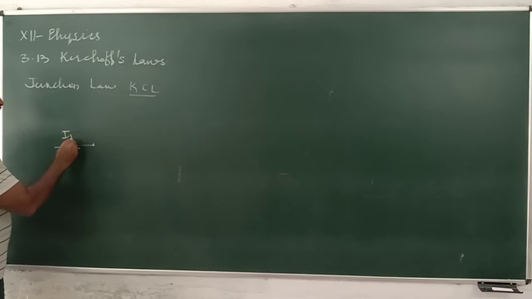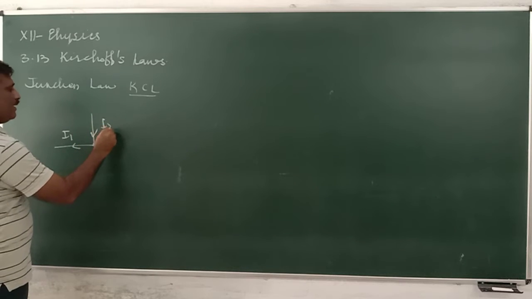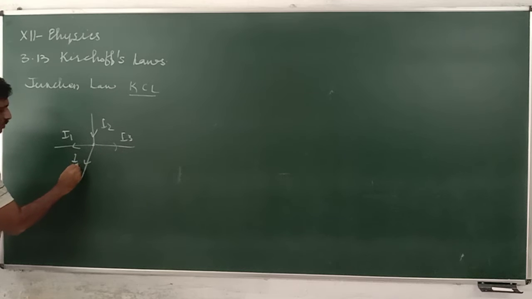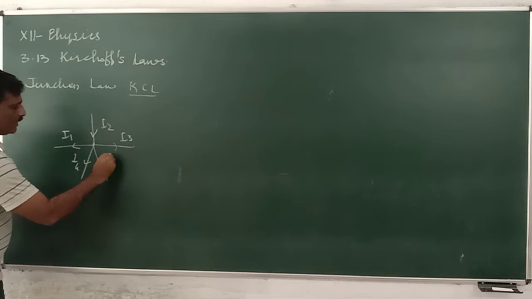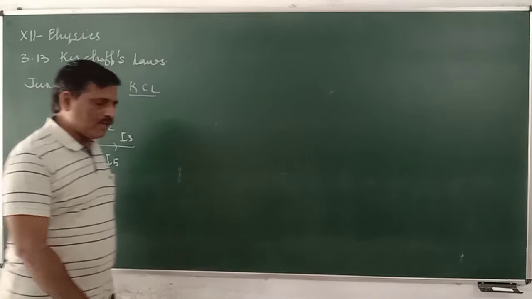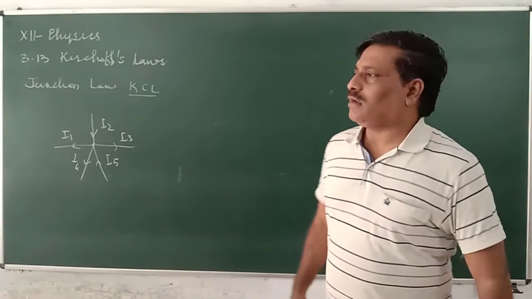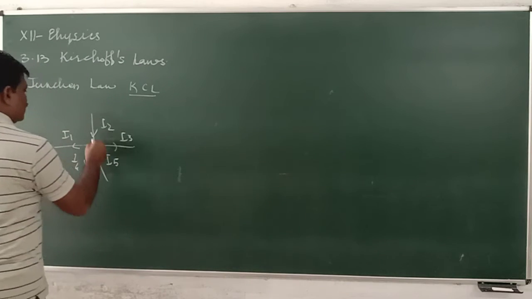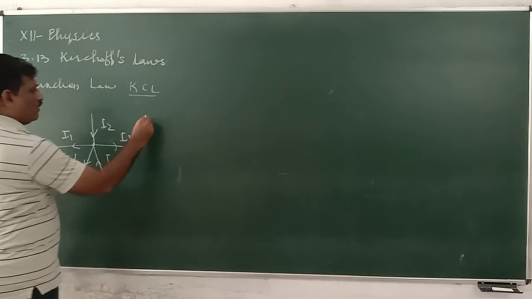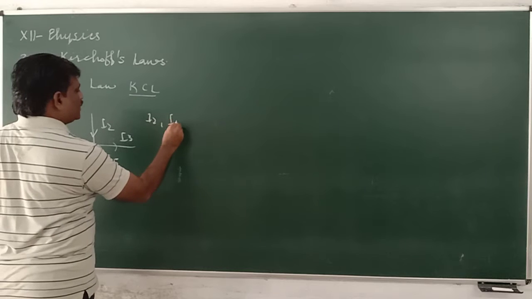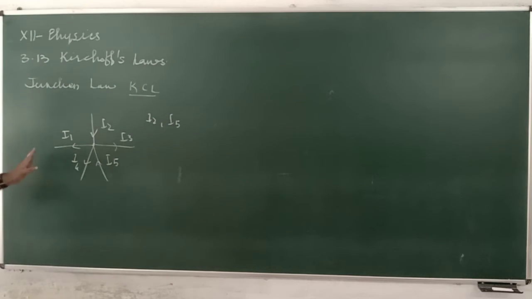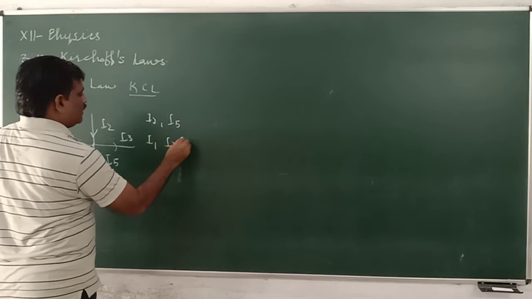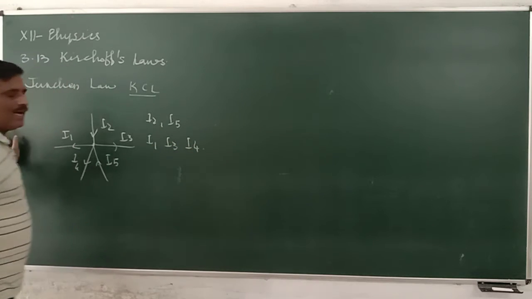Suppose this is a junction. I1 is going out, I2 is coming in, I3 is going out, I4 is going out, and I5 is coming in. So many currents are there at the junction. The current entering is taken as positive, so I2 and I5 are positive. But the current leaving the junction is taken as negative, so I1, I3 and I4 are negative.